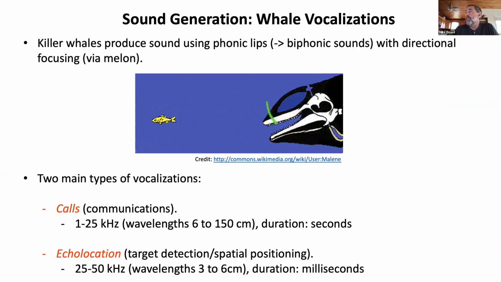Killer whales produce sounds using phonic lips, and they're pretty good at directionally focusing that sound. There are two major types of vocalizations. Calls are the things we're primarily interested in for detecting the whales. These occur at relatively low frequencies, say 1 to 20 kilohertz, and typically last seconds. They also make echolocation sounds, which thus far we haven't taken much advantage of. Those are at higher frequencies, typically about detecting targets, i.e. prey, and spatially positioning as well, and they occur on very short millisecond durations.